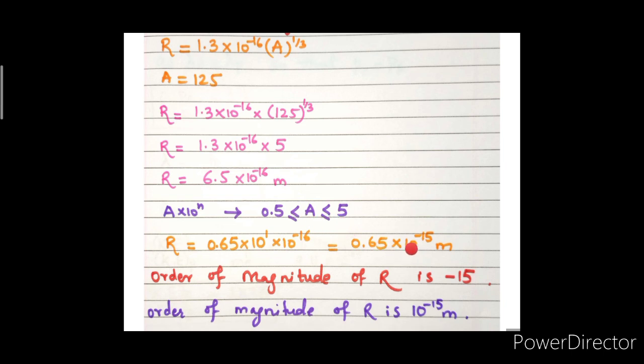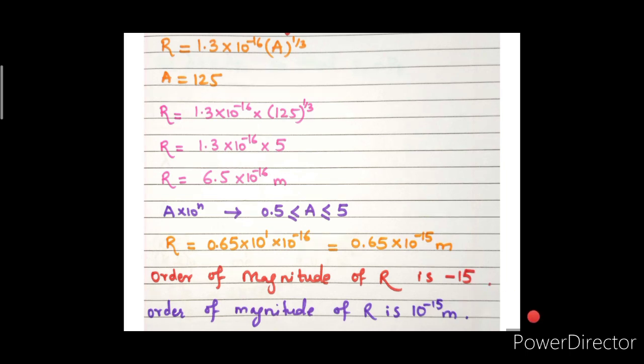Hence, the power of 10 is to be considered as the order of magnitude for the nuclear radius r. Hence, we can write the order of magnitude of r is minus 15. The power of 10 we are getting here is minus 15. So, the order of magnitude we are supposed to write as minus 15. As well as we can write the same as 10 raised to the power with its unit, which also expresses the order of magnitude. So, here we can write the order of magnitude of r is 10 raised to minus 15 meter.